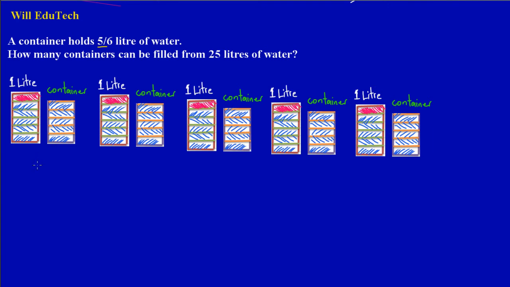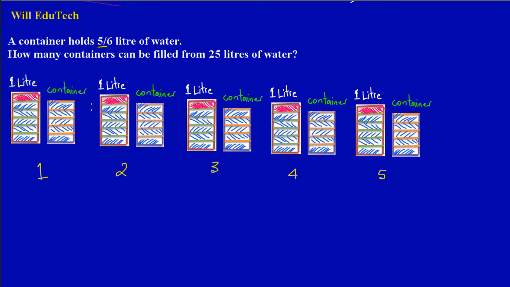Let's go through this quickly. This is my first liter, and my first liter filled 1 container, and I had 1 left over. My second liter filled another container, so that's 2 containers now, and I had an extra part out of that liter left over. My third filled another container, so that's 3 containers, and I had an extra part left over in that. My fourth liter filled another container, and I also had an extra part left over in that liter. And my fifth liter filled 5 containers, and I had another extra part.